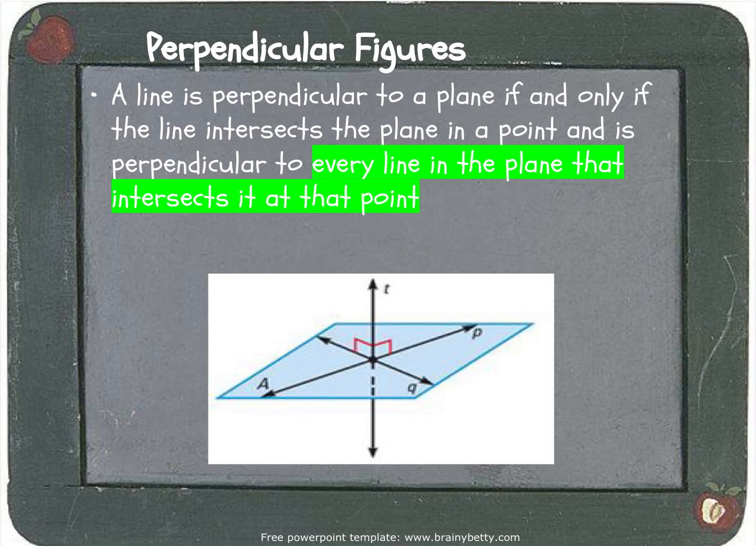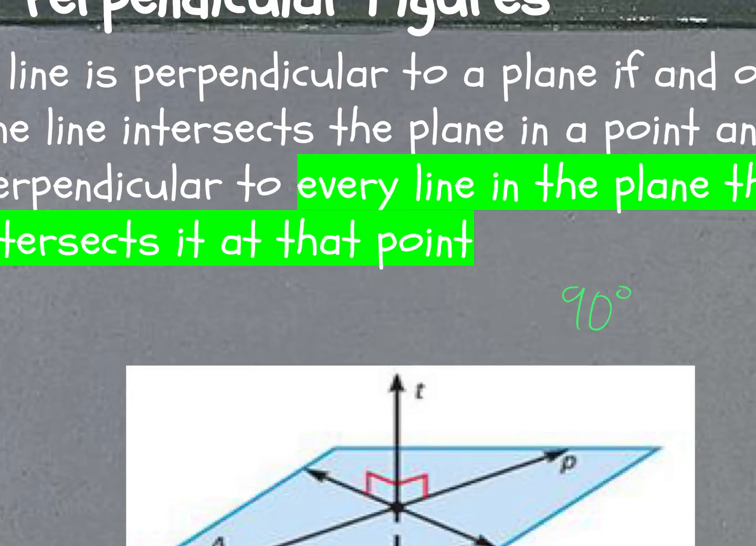Perpendicular, yes. Quickly, where did my Apple Pencil go? It intersects to form 90 degrees. That's why we have that right angle symbol there. Do you guys see that? So perpendicular means 90 degrees. It means it intersects at a right angle.